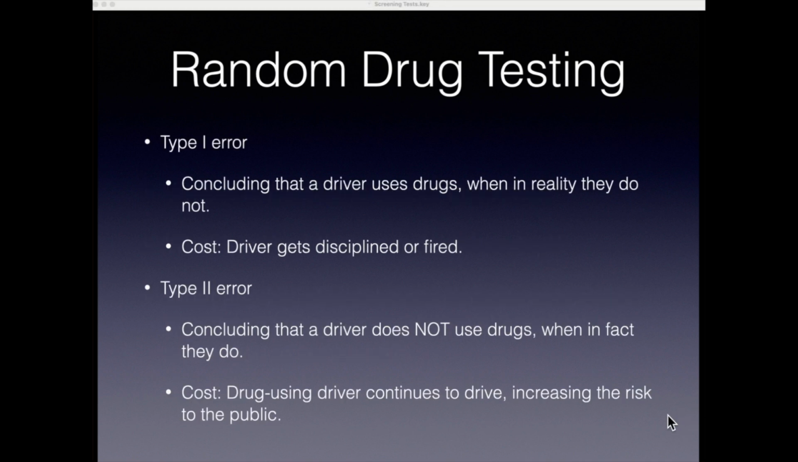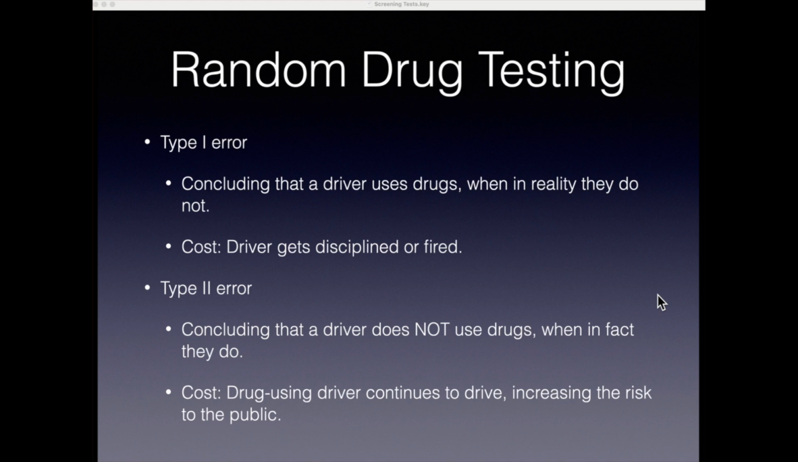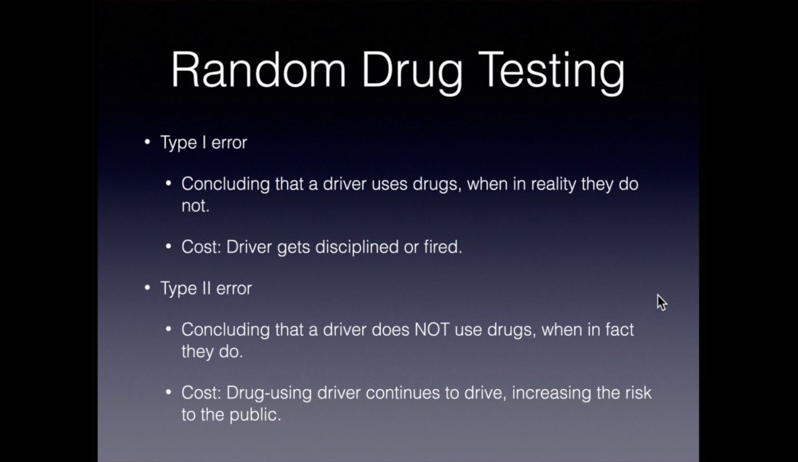Now, with the setup that we're going to be using, a type 1 error would be concluding that a person does use the drugs when in fact they don't. The cost of that would be that the driver gets disciplined or perhaps even fired. A type 2 error, for the way that we are going to be setting up the test, would be concluding that a person does not use the drug when in fact they do. Now, what would be the cost associated with that? Well, one would be that a drug-using driver continues to drive, increasing the risk to the public and therefore to the company as well.